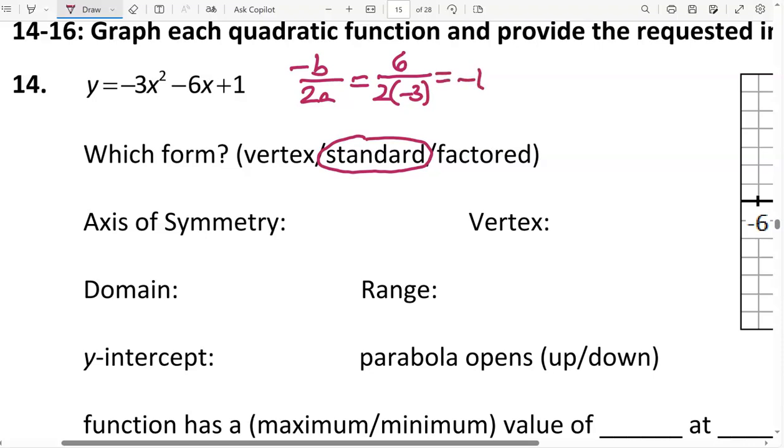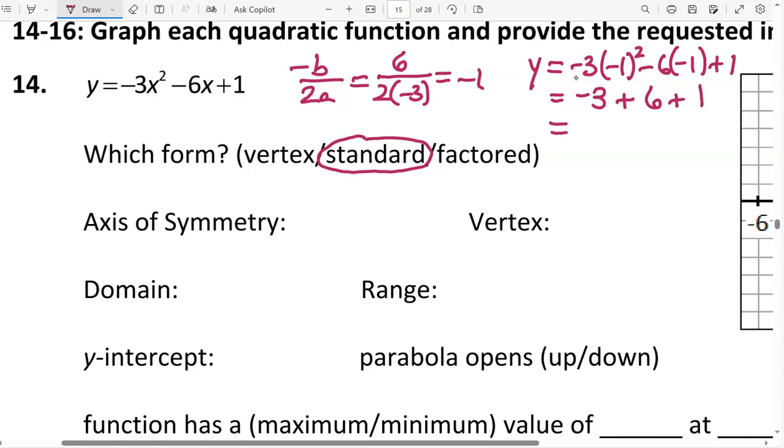The y value of the vertex can be found by using the equation. So y is equal to negative 3 times negative 1 squared minus 6 times negative 1 plus 1. Negative 1 squared is positive 1 times 3 is negative 3. Negative 1 times negative 6 is positive 6.